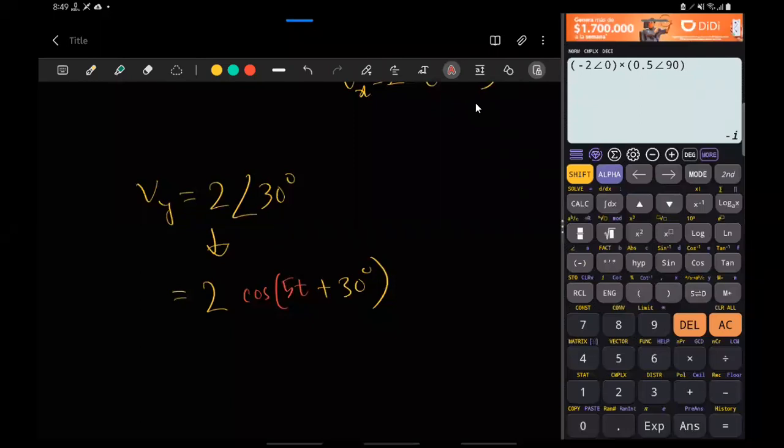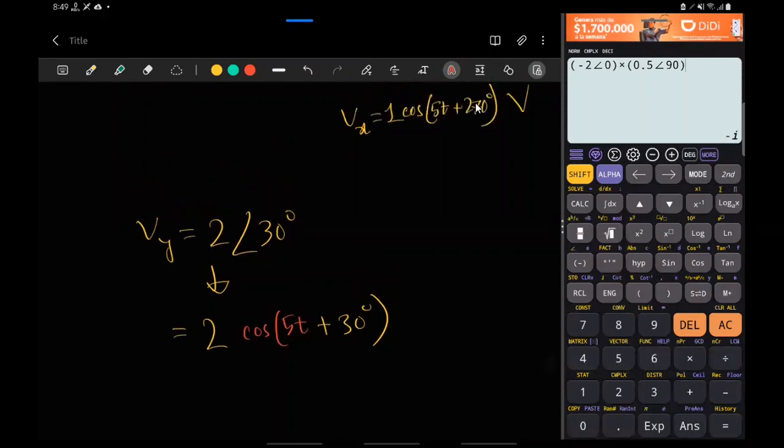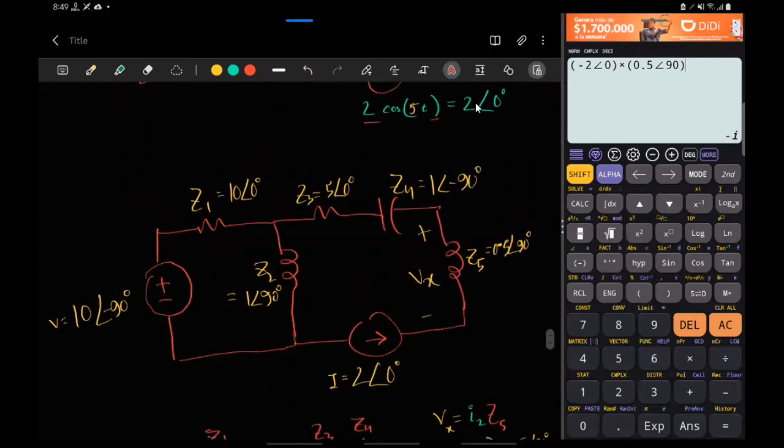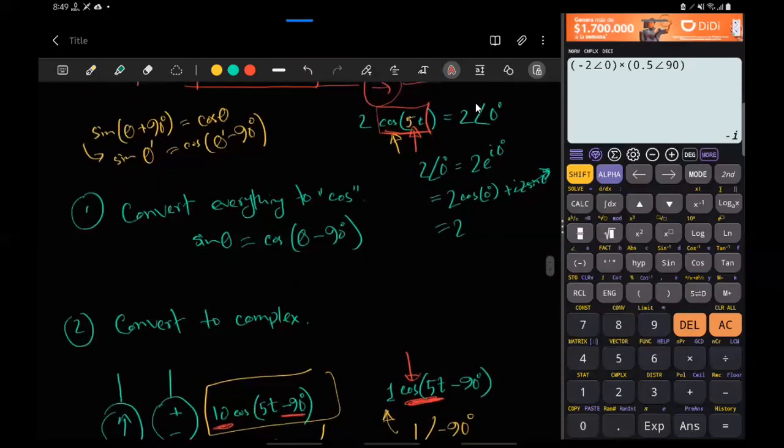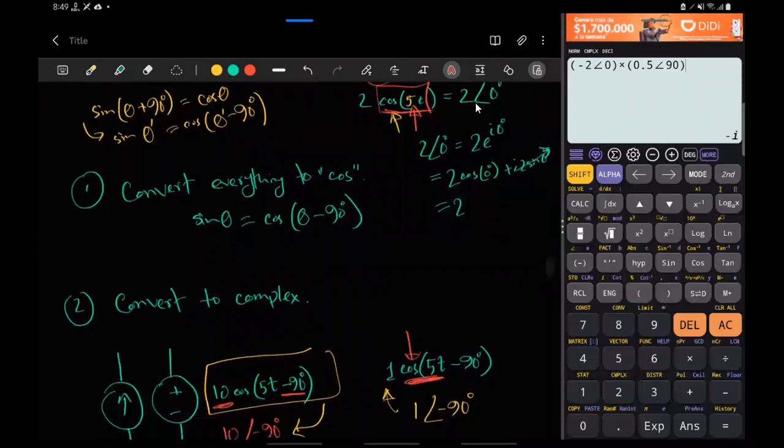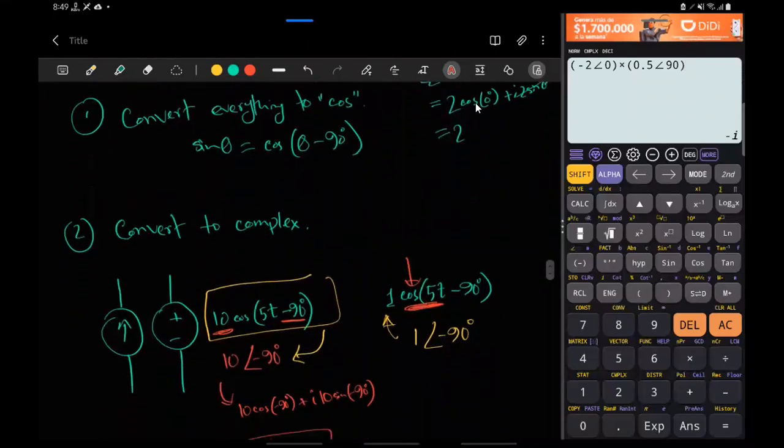Okay, so now in final exams, you will definitely have one AC problem, and that will be similar to this. You will have a network of voltage sources, current sources, and resistors, inductors, capacitors. First step is to convert it. So step 1 was convert everything to cosine. And this cos theta part will be your ticket to your conversion. Then you have to convert it to complex number. So this cos 5t part is your conversion factor.